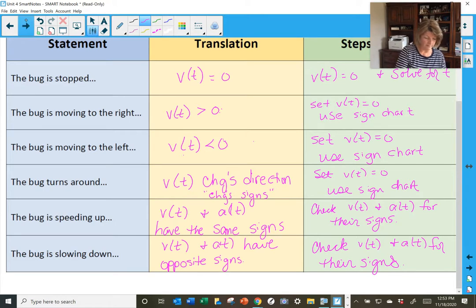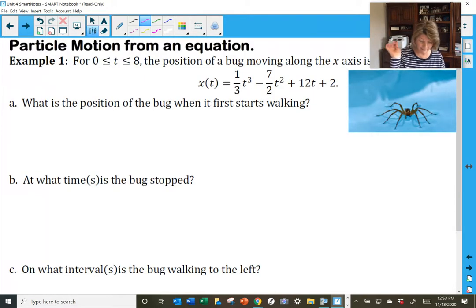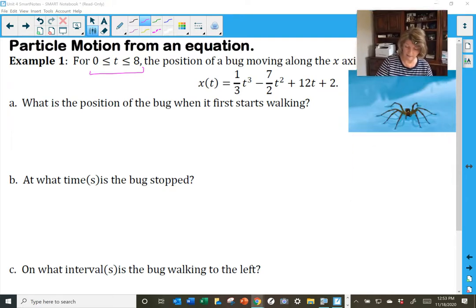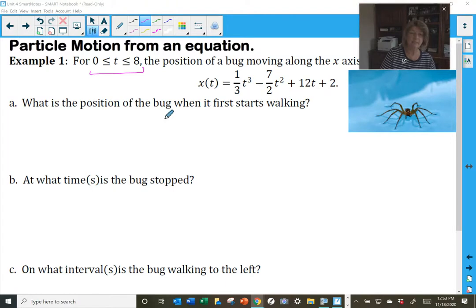Okay. Finally, we get to some examples. Example 1. For example 1, time is on the interval from 0 to 8, so that's all I have to worry about. The position of the bug moving along the x-axis is defined by this cubic. And what is the position of the bug when it first starts walking?